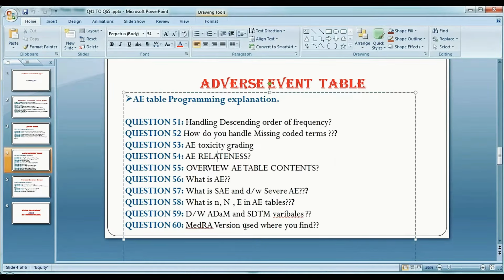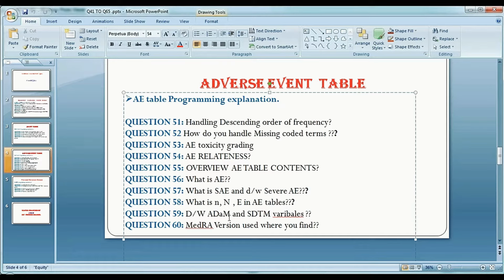Okay, next, the overview of the AE table. What is the difference between other AE tables and the overview AE table? What is a general adverse event? What is the difference between a serious adverse event and a severe one? And what is the difference between small n and capital N in the adverse event tables?